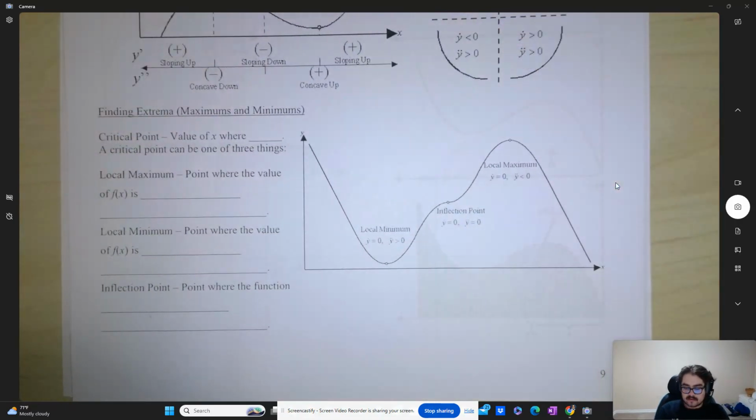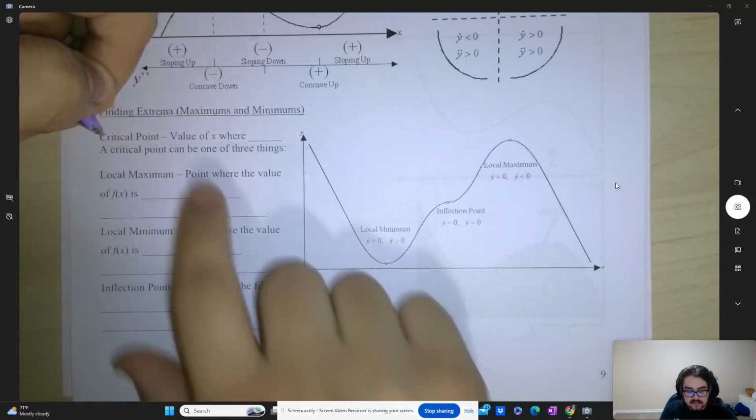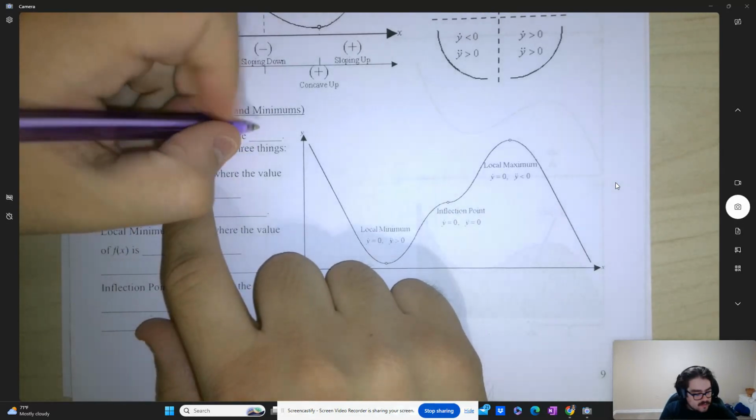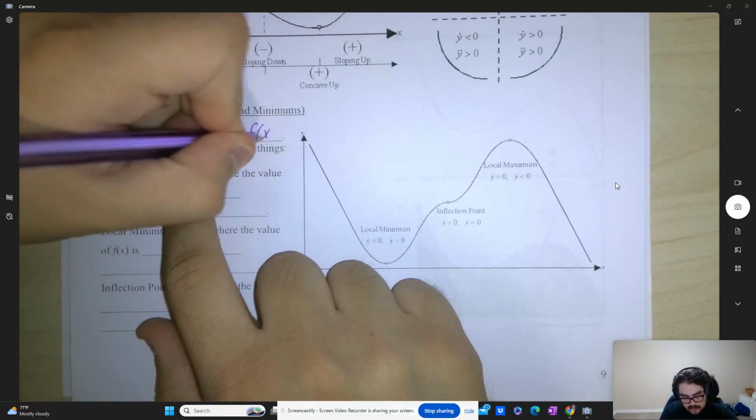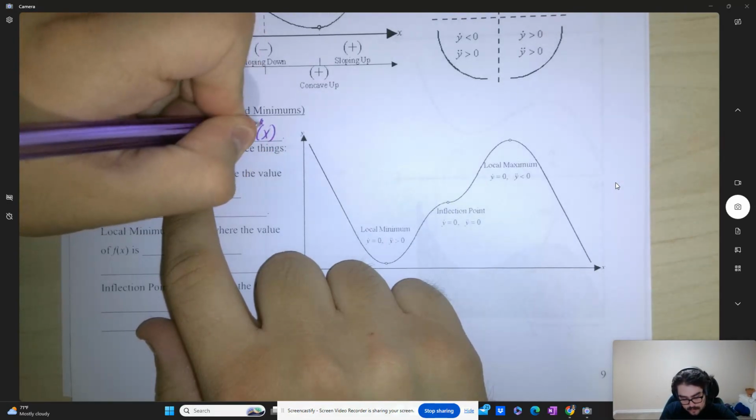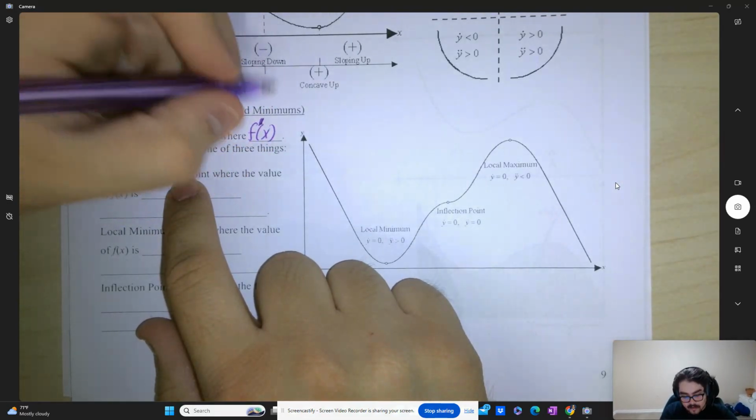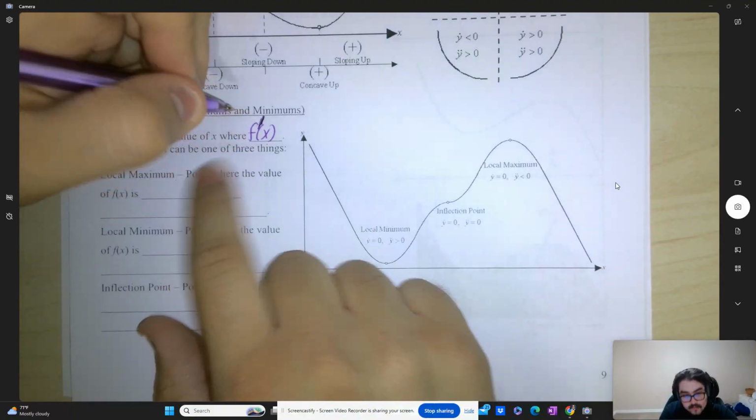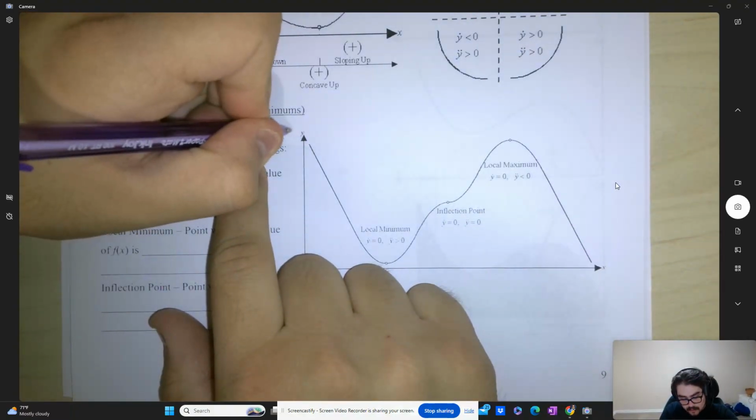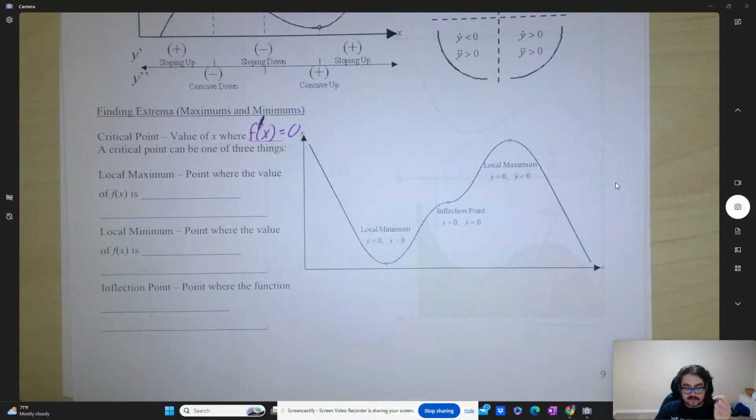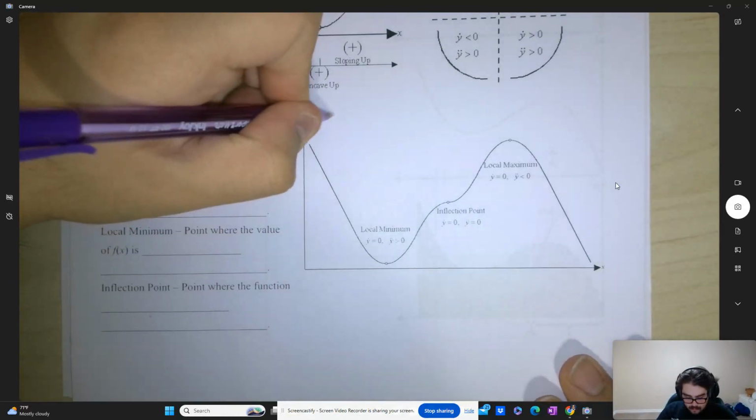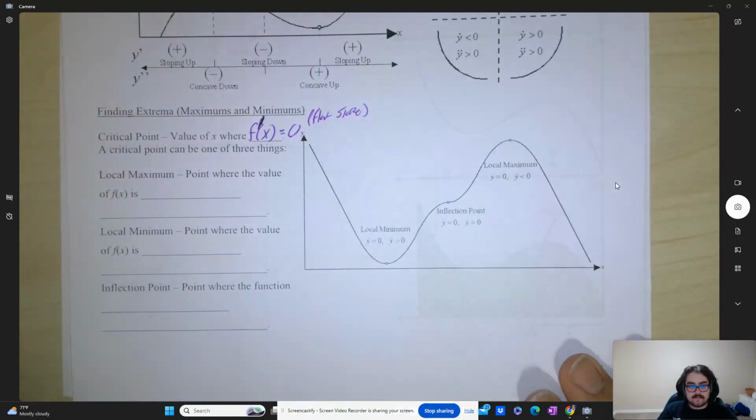Talking about extrema, it's pretty easy to understand. It's nothing too complicated. But a critical point is a value of x such that the derivative of x, oh, that looks like a double prime, it should be 1 prime, where the derivative of x is equal to 0. So that means flat slope. A critical point can be one of 3 things.